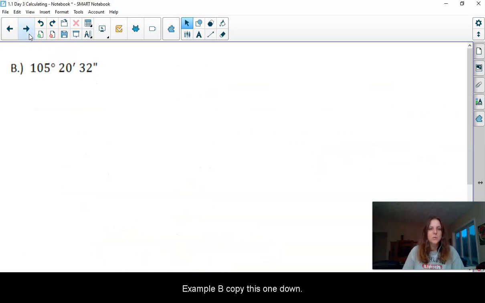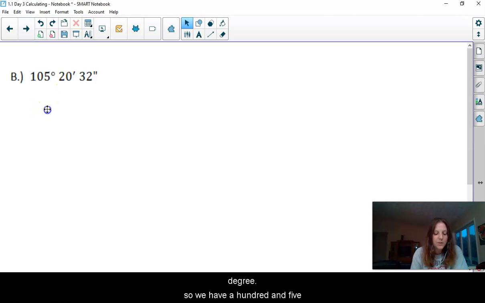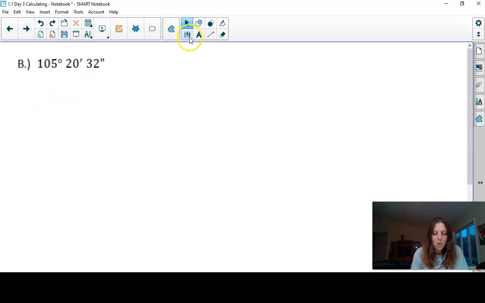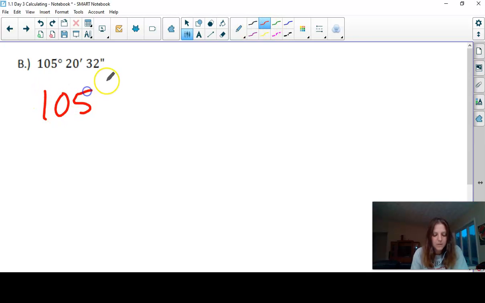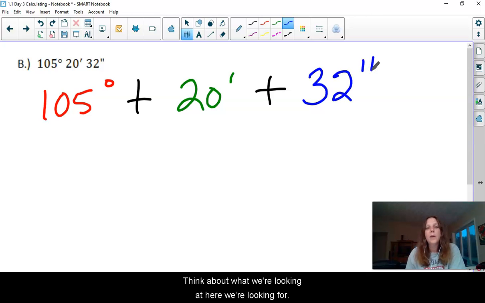Example B, copy this one down. So the first thing you want to do is bring out the whole degrees. So we have 105 whole degrees. And we have 20 minutes. And we have 32 seconds. Okay, now think about what we're looking at here. We're looking for the part of a degree.